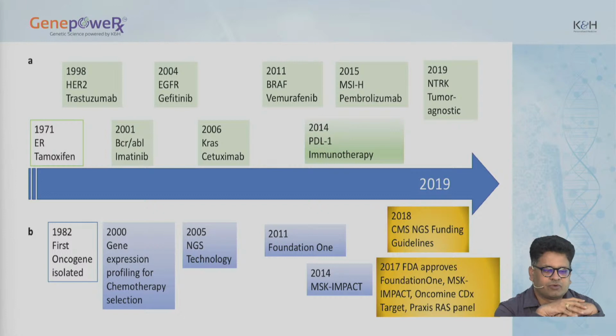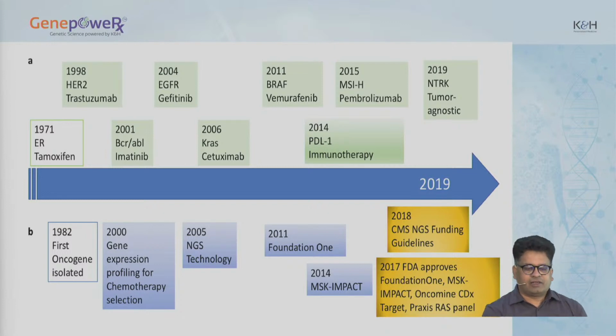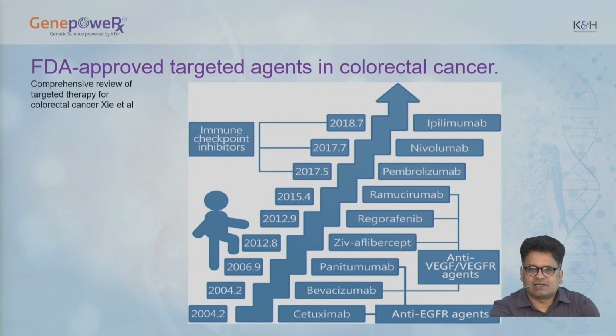And in 2014, Memorial Sloan Kettering Hospital started developing a huge database. Fortunately, I'm part of developing that database back in the day. So right now, they also have FDA approval to do multiple sequencing patterns. And for colorectal cancer, this is the timeline.